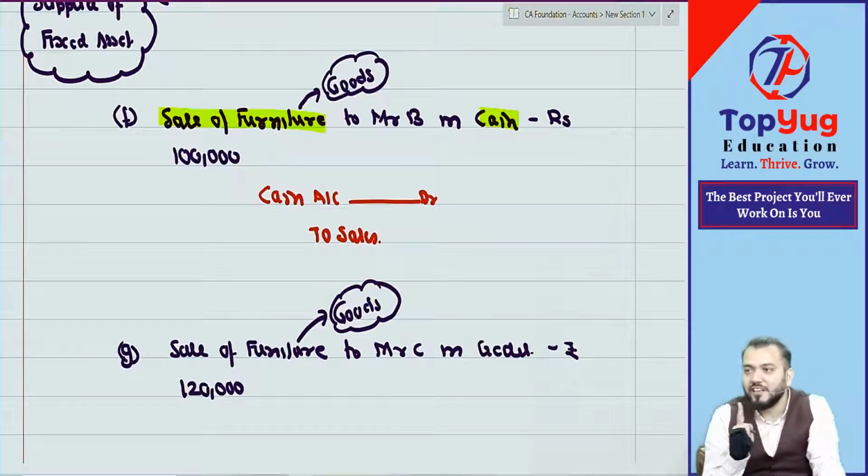No, no, no. Direct journal entry will not do. That you have done in previous classes. Right now we are analyzing till we become experts. We will not do direct journal entry.